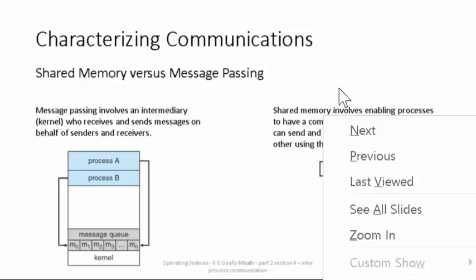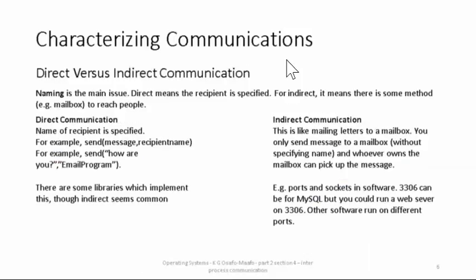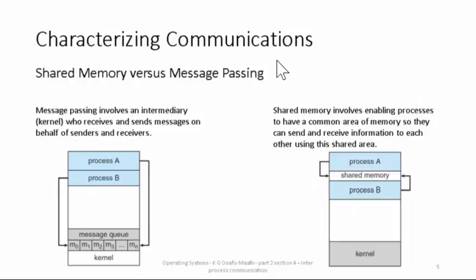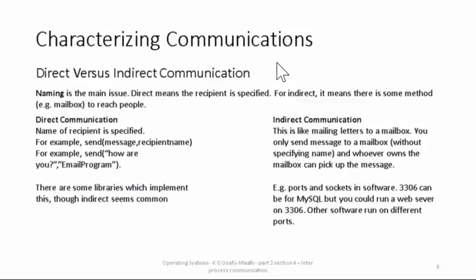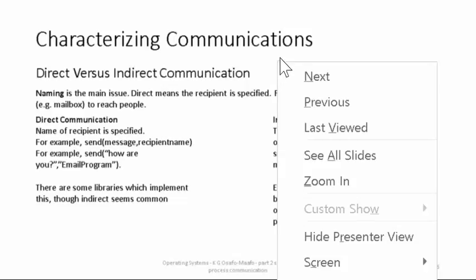All right. So moving on to more ways to communicate. The first one, we are just looking at different dimensions of communication. This is the first one: how is it implemented? In the second one, how does the message get sent? Is it with a name?